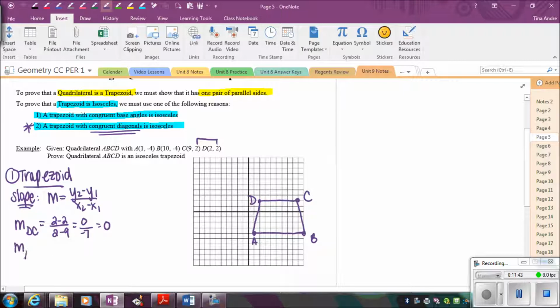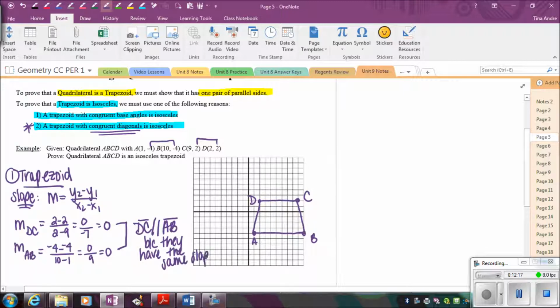And then we look at AB. So we have -4 minus -4, and then 10 minus 1. So this is going to end up being 0 on top over 9, so that'll end up being 0. So this tells me that DC is parallel to AB because they have the same slope. So therefore I can conclude that I have a trapezoid.